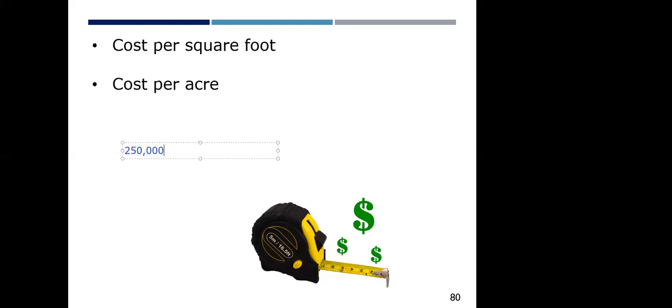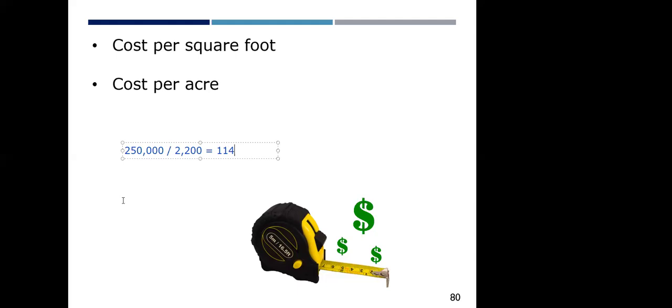The word per tells us to divide. So the home is valued, the cost is 250,000, and there are 2,200, I'm just making numbers up, 2,200 square feet. The builder may want to know how much does each square foot cost. So we just take 250,000 divided by 2,200, and I'm going to round here and say each square foot cost me $114.